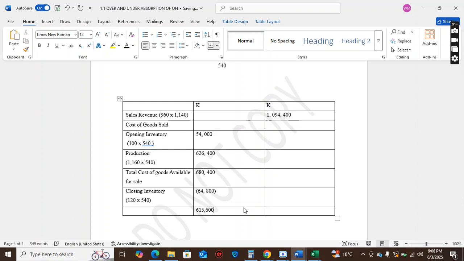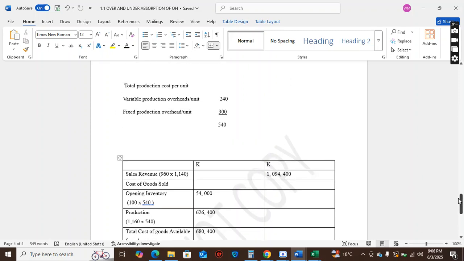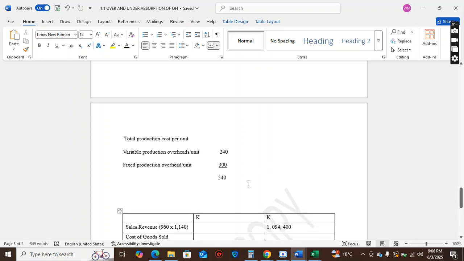615,600. Okay, colleagues, we also need to find out how much we underabsorbed our overheads, since we know that we've underabsorbed. So if we want to make our adjustment with the cost of sales, are we going to add our underabsorbed overheads, or are we going to subtract our underabsorbed overheads?